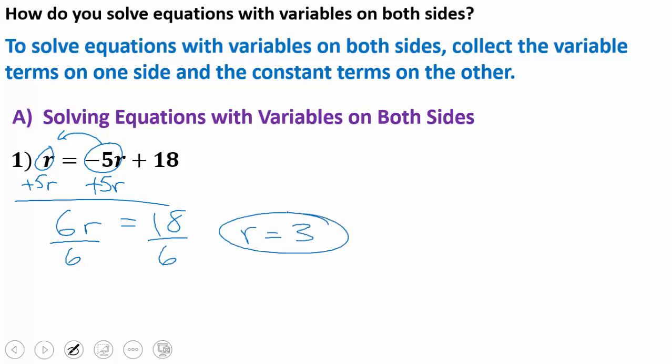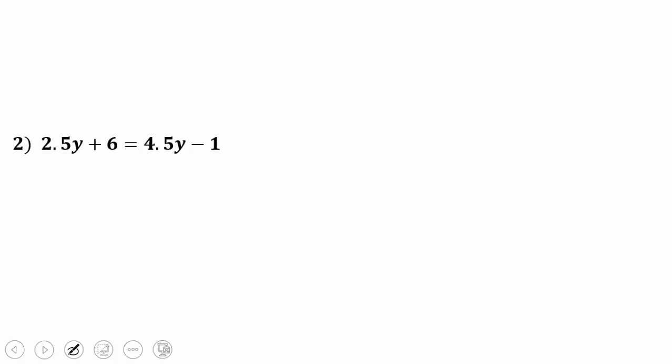Pretty straightforward. Number 2 makes it a little more challenging because we have multiple variables, one on each side. We have a constant on each side. And then we have decimals in there. We always hate working with decimals, but it's no big deal. The process is still the same. I know you can do it. I believe in you. Might it take a few seconds longer? Sure, but you can do it.